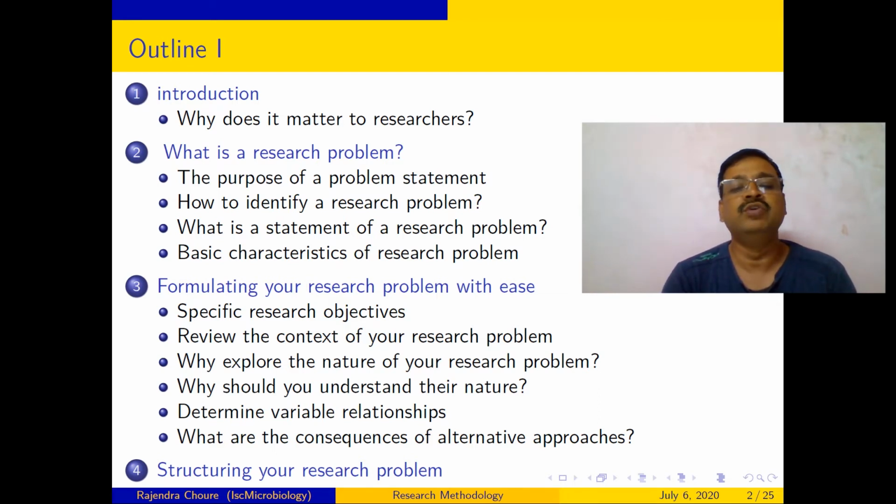Then we'll review the context of the research problem. It is necessary to explore the nature of the research problem for formulation. Then we have to study the nature of research and determine variable relationships, different variables like confounding variables and controllable variables. Those variables we are going to study. Then we will study the consequences of alternative approaches. If you consider these approaches, then formulating the research problem will become very easy.